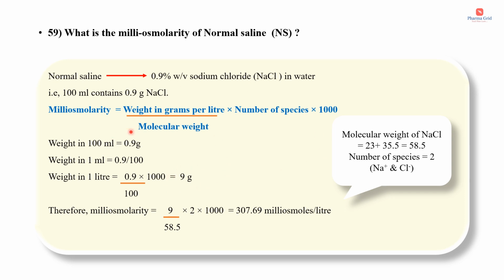Now substitute all these values in the equation for milliosmolarity. So therefore milliosmolarity is equal to 9, which is the weight in grams per liter, divided by 58.5, which is the molecular weight of sodium chloride, into 2, which is the number of species, into 1000. That is equal to 307.69 milliosmoles per liter.